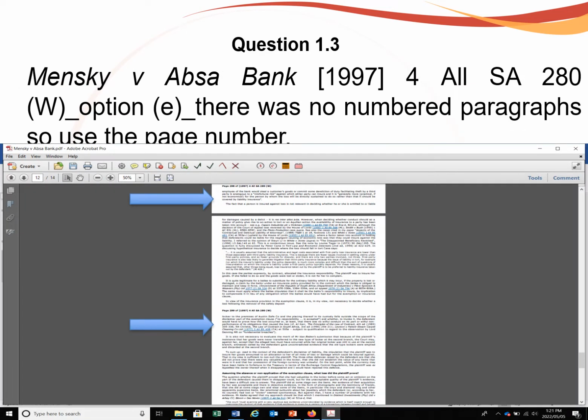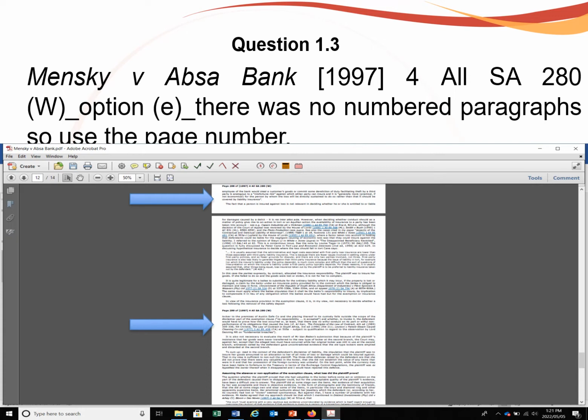Then for Mensky, and this is what I mentioned earlier, we did not have numbered paragraphs. When we looked at Netbank Business Bestana, at the beginning of a paragraph there was a little number in square brackets. For the Mensky case, we did not have that. So what do you do now? Remember, in your question I said either give me the paragraph number or a page number. So in this instance, I would have expected you to give me a page number.